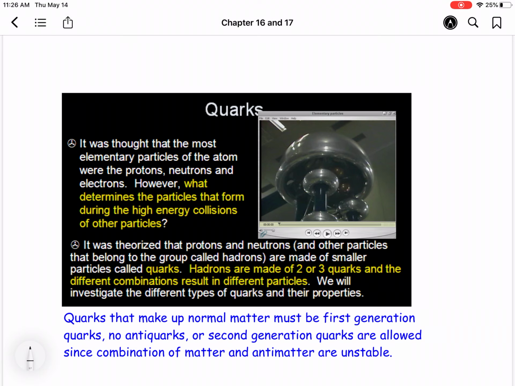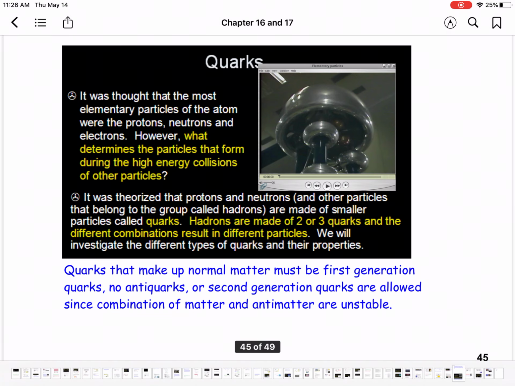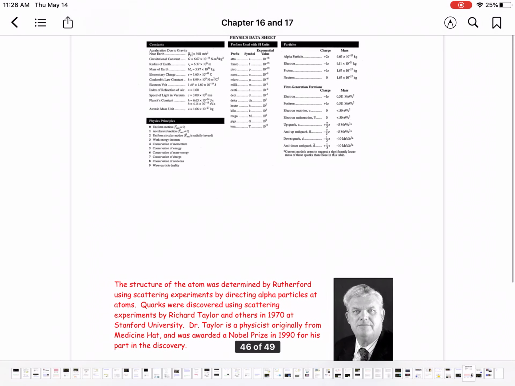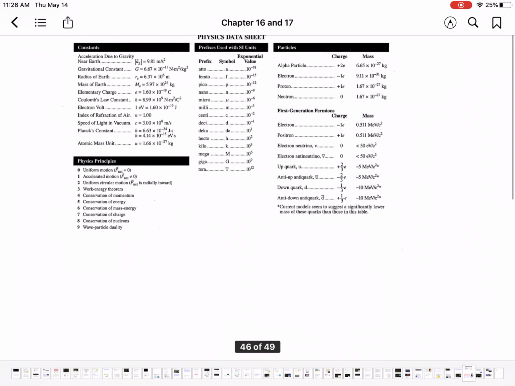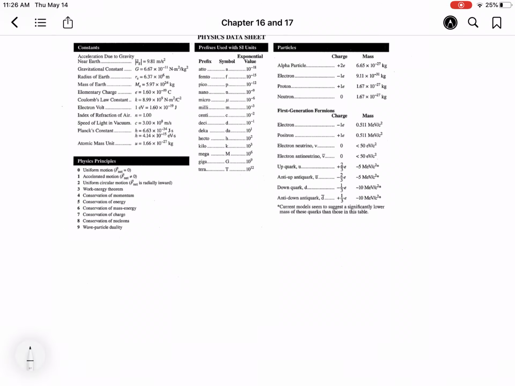There are no antiquarks in normal matter, since they all kind of destroy each other. So quarks are smaller, inside of a proton and a neutron. There's nothing inside an electron. Electrons are still considered fundamental. And you'll see some information about quarks right here: up quark, down quark, anti-up, and anti-down. So the first generation quarks are these 4, and the only 2 you can use to create regular matter are the up quark and the down quark.